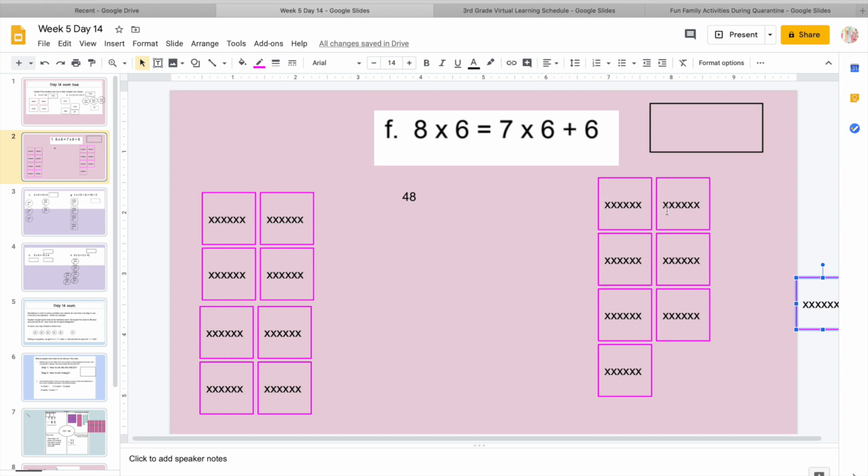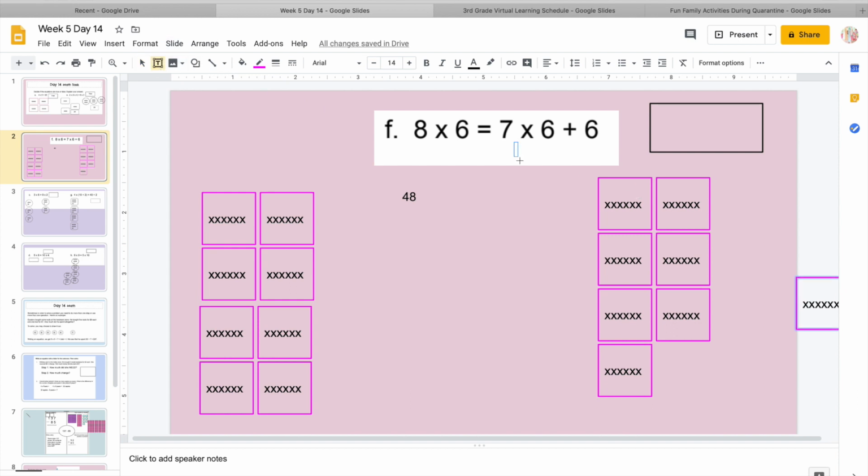So I have 6, 7, 8, 9, 10, and so on, counting up through 42.